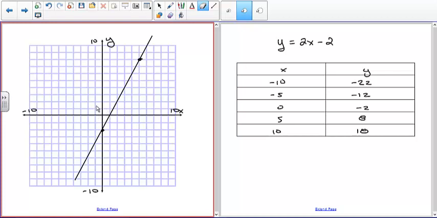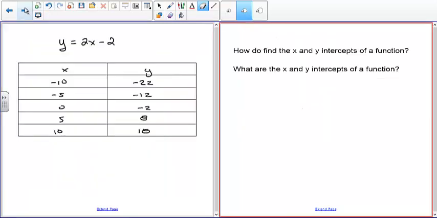Intersect the x-axis, may or may not. So sometimes you may not have an x-intercept, you may not have a y-intercept, but that's usually the first thing you try. So let's talk about how you find the x and y-intercepts of a function, and what are the x and y-intercepts of a function?